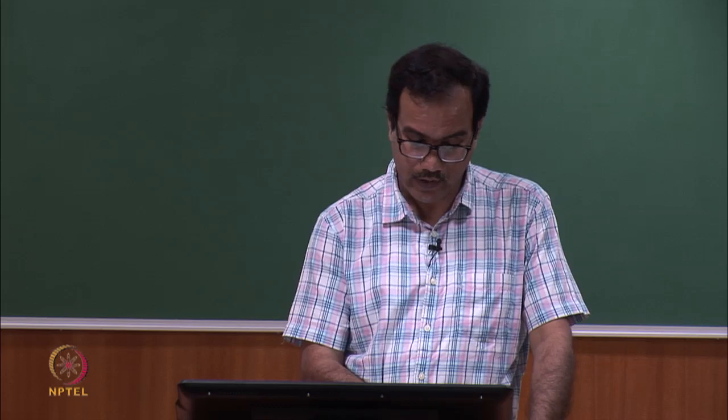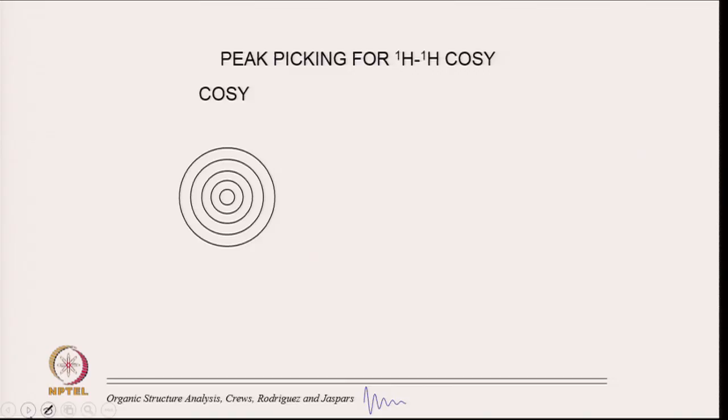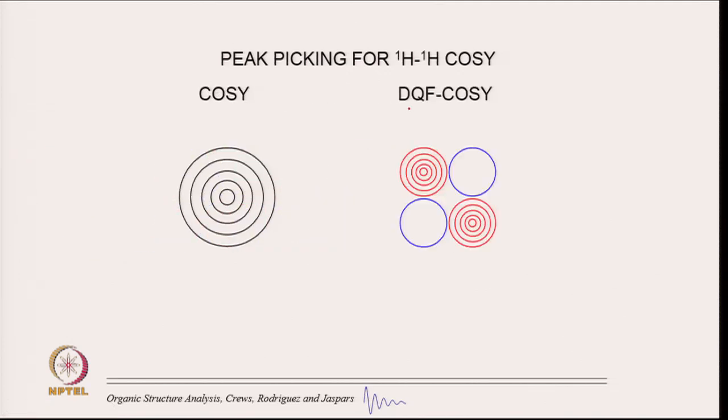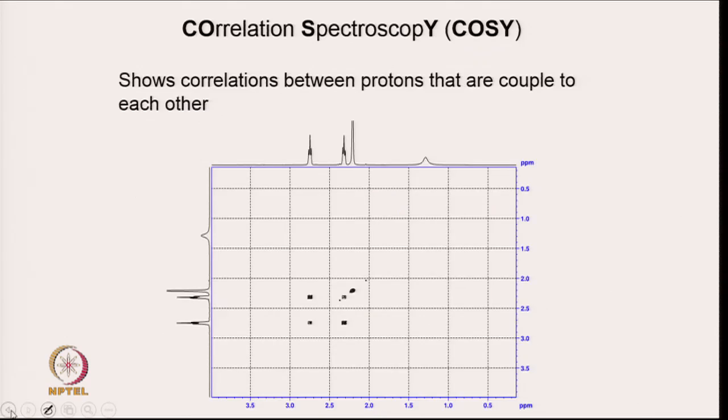So, if we look at normal COSY, it will look like this, but if you go to double quantum filter COSY, it will look like this. So, these two are positive peaks and these two are your negative peaks. These give much cleaner spectra, and so nowadays DQF-COSY is carried out. So, this is COSY, which shows the correlation between protons that are coupled to each other.